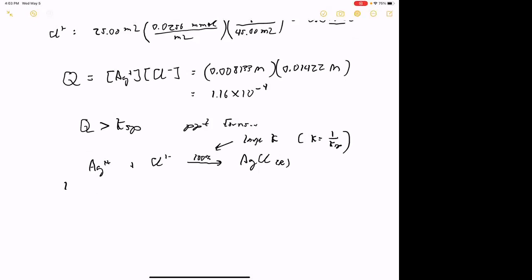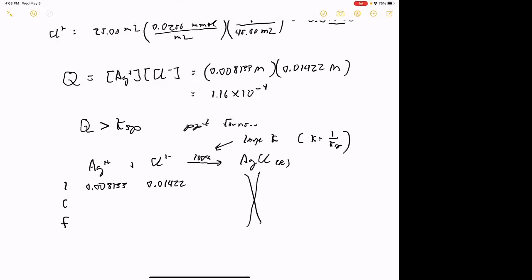So I can do an ICF. Now remember with ICF tables, I can use either concentrations or moles, doesn't matter which. I've already got concentrations, so I'm just going to stick those in because that's what I calculated, right? So for the silver, I've got 0.008133, keeping all the numbers. Chloride, I got 0.01422. Silver chloride, we don't worry about. Wouldn't show up in the law of mass action anyway.